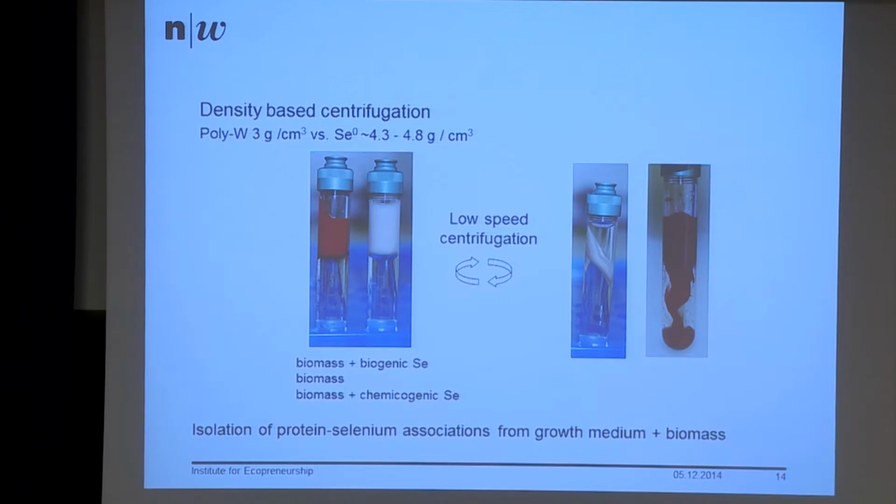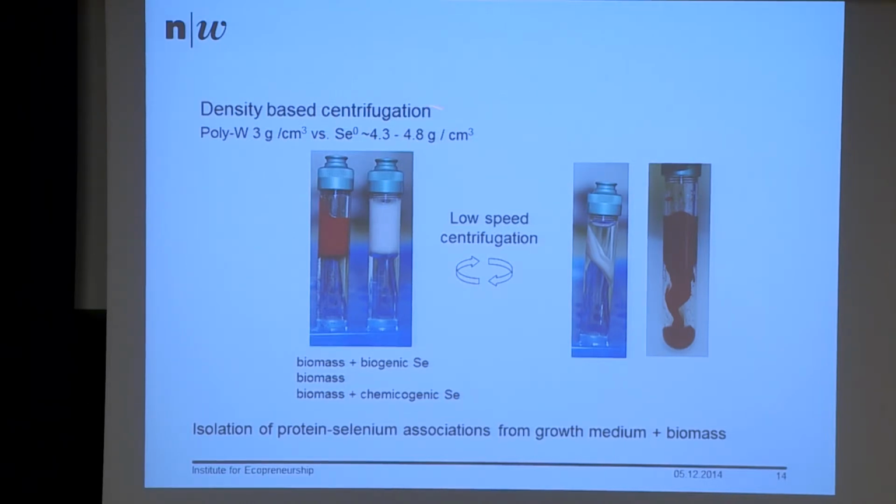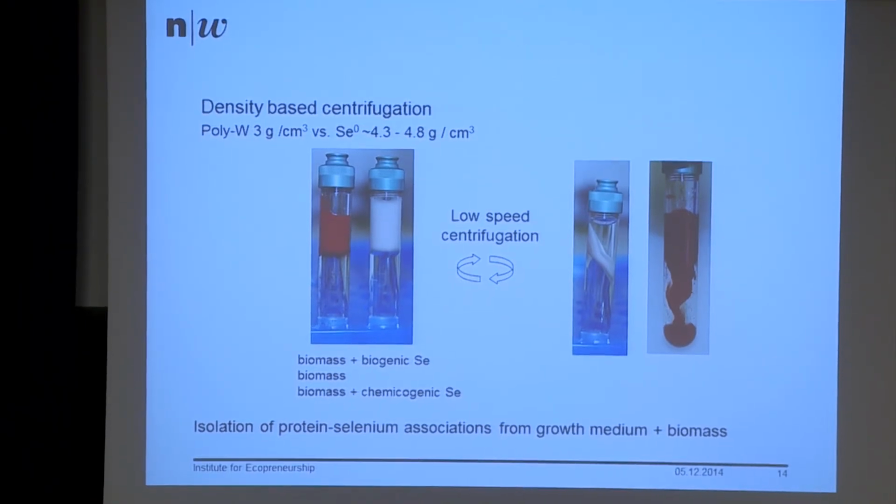So the method that we have applied is a density-based centrifugation. The liquid is polytungstate, a very dense liquid, 3 grams per milliliter, and selenium has a somewhat higher density. So with time, you can separate very well. Here's the biomass after centrifugation, and the selenium, at the end, sinks down to the bottom of that liquid. By repeating this centrifugation over and over again, I think 10 repetitions, and then washing and so on, you really get pure biogenic selenium particles.